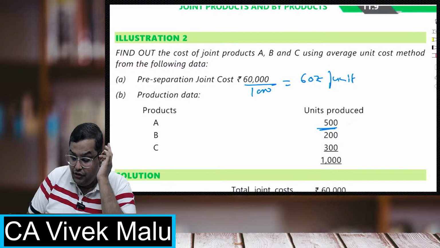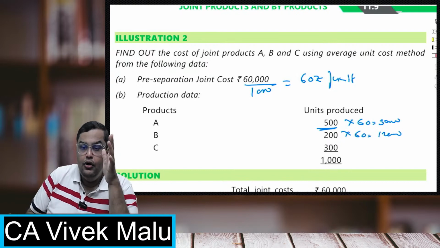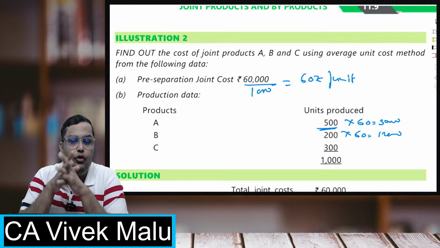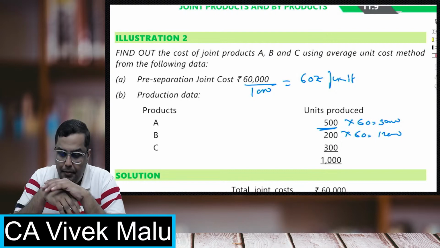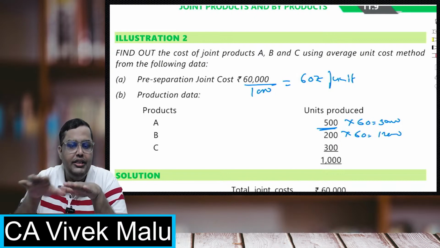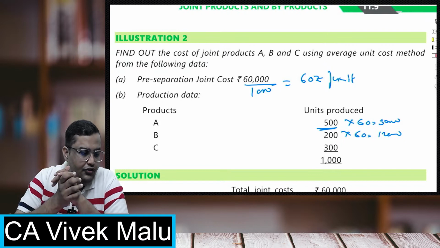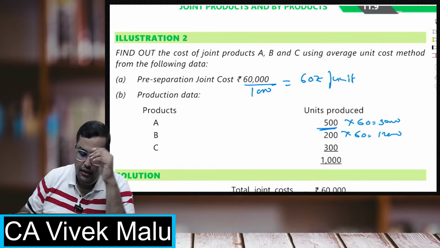I have produced 500 units for A. 500 into 60. So 30,000 will go to A. Similarly, 200 units of B. So 200 into 60, 12,000 for B, like that. So my per unit cost is going to be the same. Remember that my per unit cost will be same, 60, 60, 60 for A, B and C. I simply divide the total cost by the total units which I have produced. Okay, very simple.